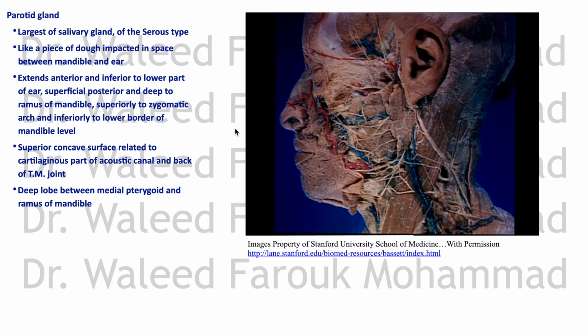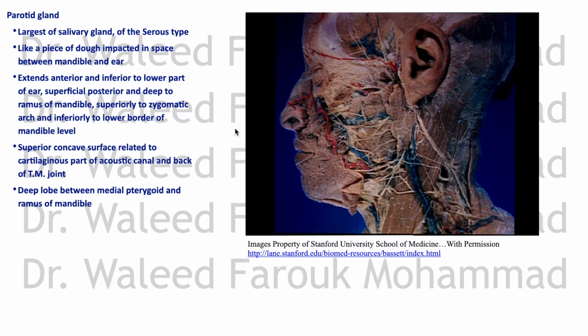We said it's the largest of the three pairs of salivary glands: the parotid, submandibular, sublingual. And remember, we said that the glands were classified according to the type of secretion they produce. Is it watery secretion? Is it mucus secretion? Or a mixed secretion? Remember, when we studied the submandibular gland, it was classified as mixed.